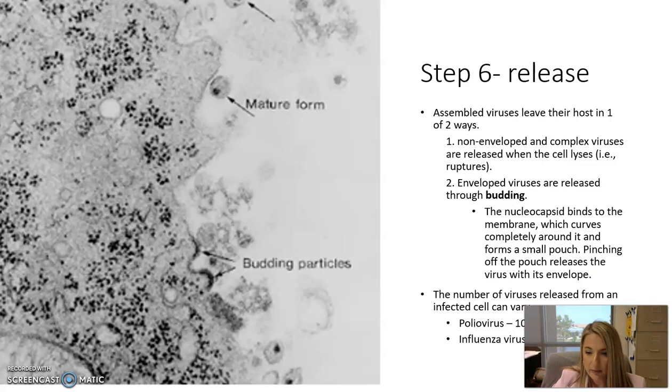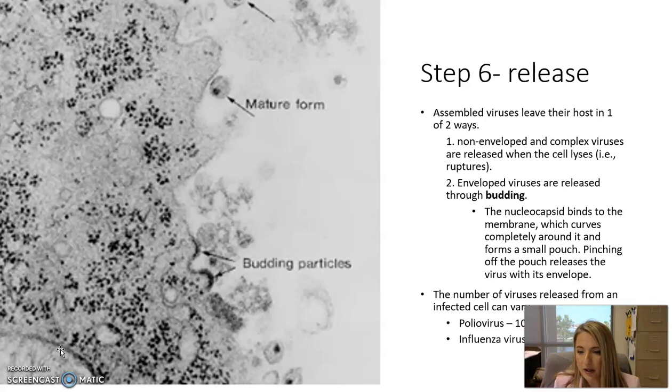So the last step of the process is release. This is when the mature viruses that we've just created are going to leave the host cell. And it's going to be a lot of them. Like I said, for something like the influenza virus, one goes in, but potentially 1 million come out. Something like polio, one goes in, 100,000 go out. So we're talking pretty substantial numbers here.